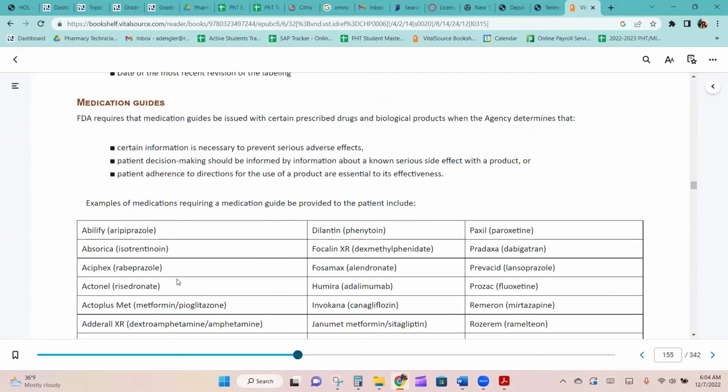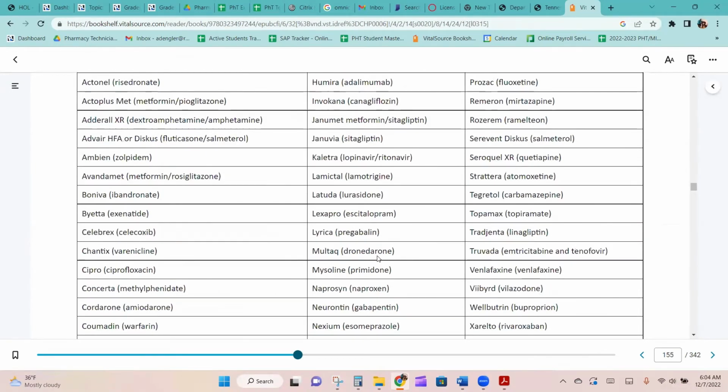Medication guides. FDA requires that medication guides be issued with certain prescribed drugs and biologic products when the agency determines that certain information is necessary to prevent serious adverse effects. Patient decision-making should be informed by information about a known serious effect with the product, or patient adherence to drug directions for the use of the product is essential to its effectiveness. And here are some examples of medications requiring a guide be provided to the patient.